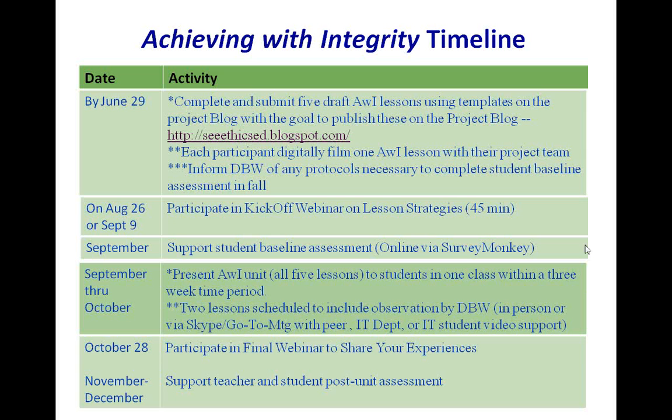And that's also going to be part of a survey that we'll have you fill out online as well. So this final item of supporting teacher and student post-unit assessment includes an online survey for you as an individual, as well as, of course, for your students. And we're hoping that's going to wrap up in November, December. So that is the major timeline. Did I miss anything there, David, before we turn to questions and answers? No, very clear. Yeah, I'm good.